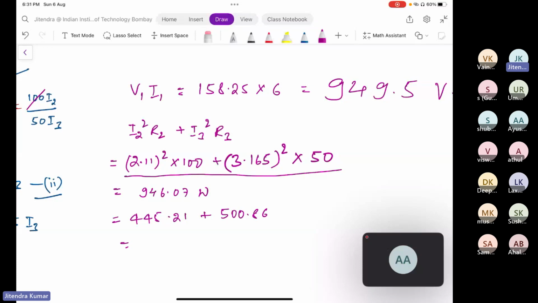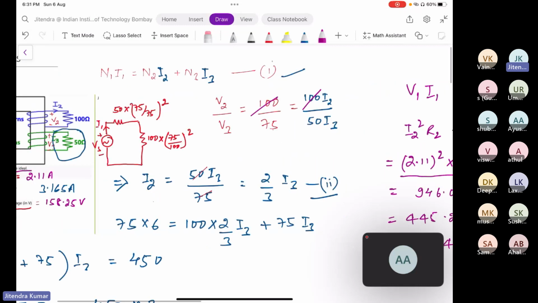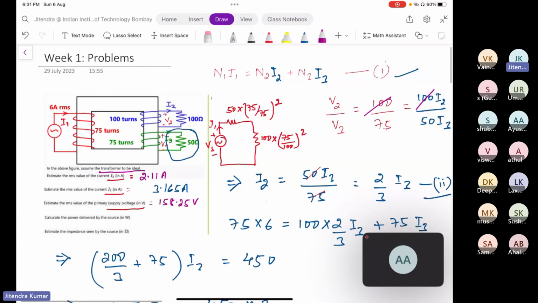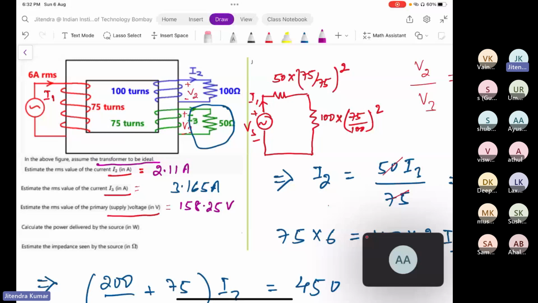Yeah, so it is 946.07. That is correct. Okay, anyway, there might have been some calculation mistake because this transformer is ideal. It means we do not have any core losses, and we do not have any magnetizing inductance.